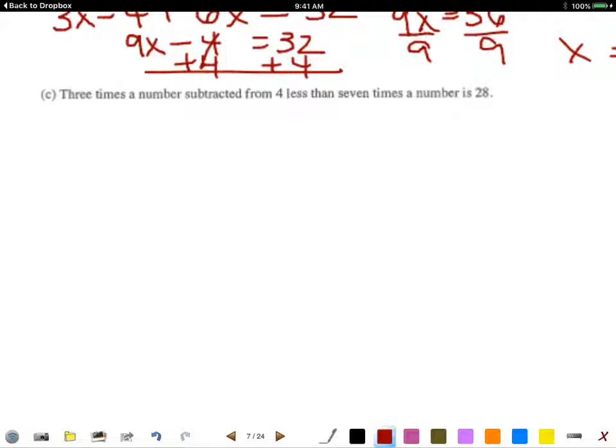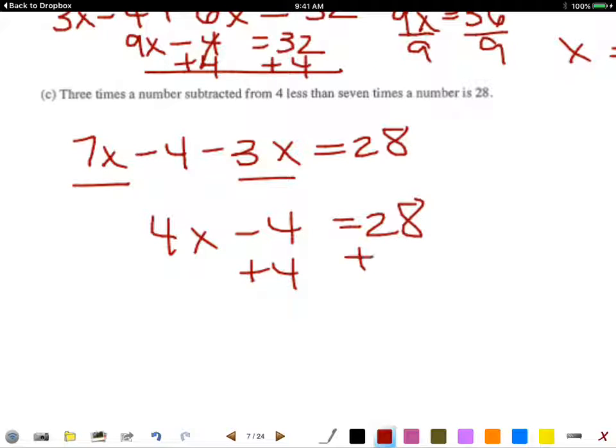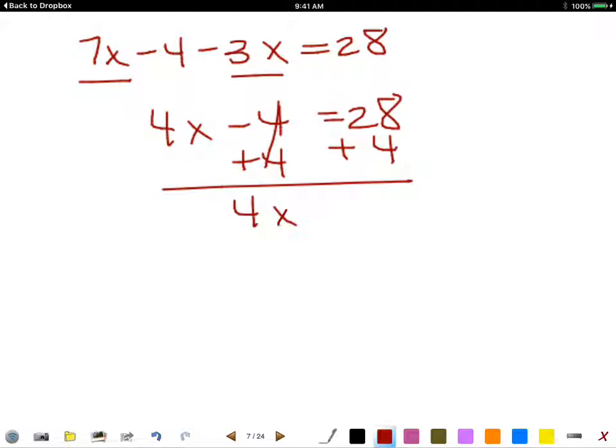Okay, who wants to tell me what you came up with for the equation? Okay. 7x minus 4 minus 3x equals 20. All right, good. Who can tell me the next step? Combine like terms, 7x and a minus 3x. 4x. 4x minus 4 equals 28. Want to keep going, Nolan? And add 4 to both sides. Okay. And then 32.